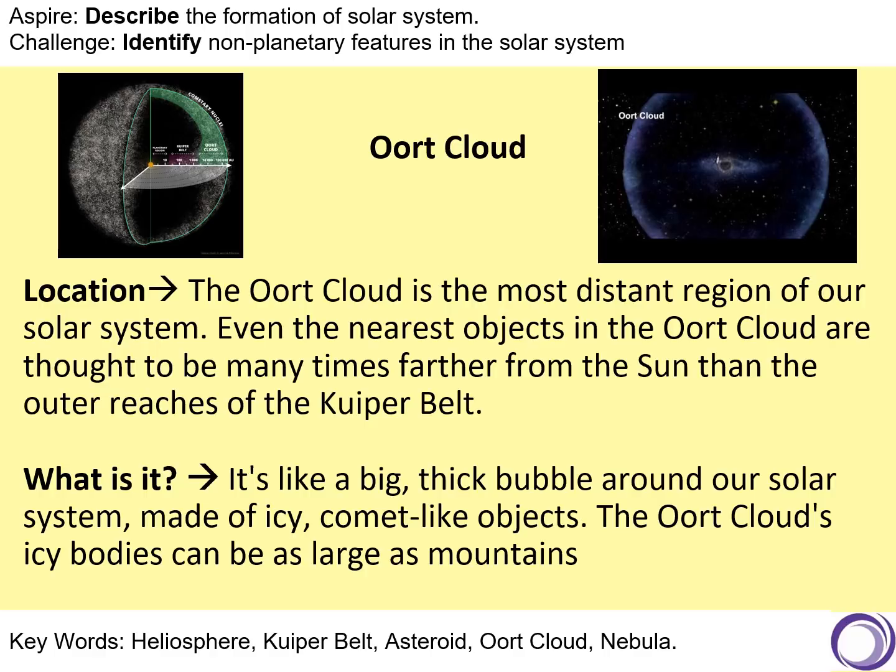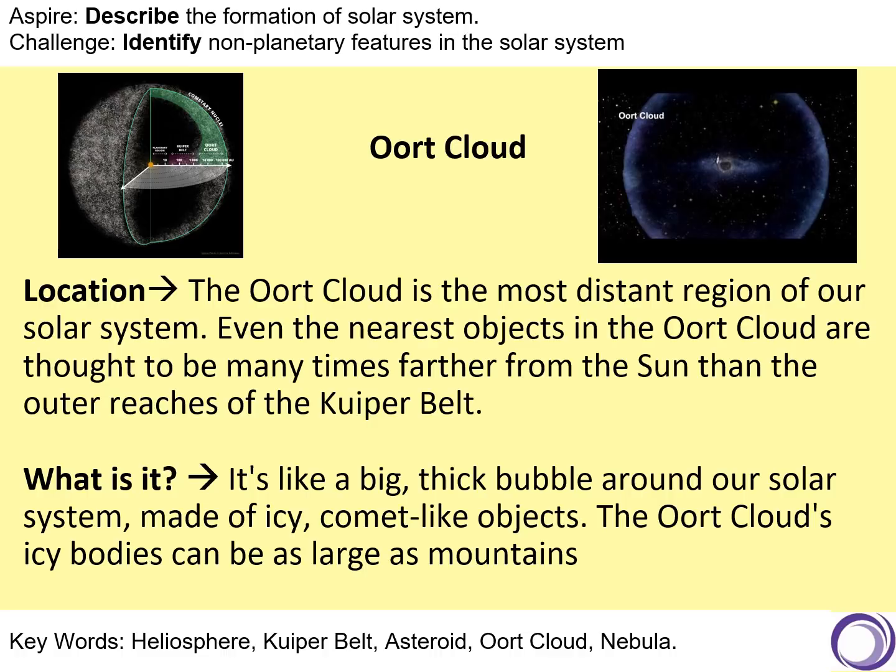And what's in it? Well, actually, we just think that it's full of icy comet-like objects. Some of these are absolutely massive, some of them are quite small. Most of our comets, we believe, come from the Oort cloud. As the solar system and the sun move around the Milky Way, they come into contact with various other materials in space. Some of those will have gravitational pulls. So passing stars and the Milky Way itself will have a gravitational pull on various objects within the Oort cloud, and that will distort them and send them into the heliosphere and the inner solar system.